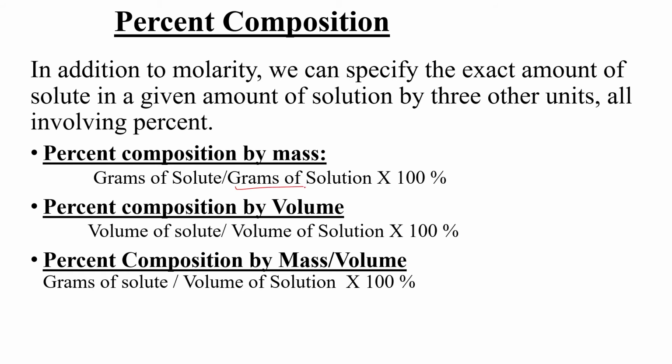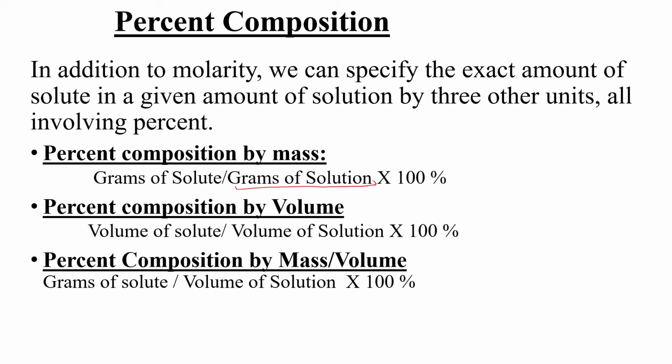This part sometimes becomes tricky if the problem is giving you the mass of solute and solvent separately and you are putting those numbers in the formula. You have to be really careful that you need the grams of solution. So you may have to add the grams of solute and solvent to get the grams of solution. So percent composition by mass is grams of solute divided by grams of solution times 100%.